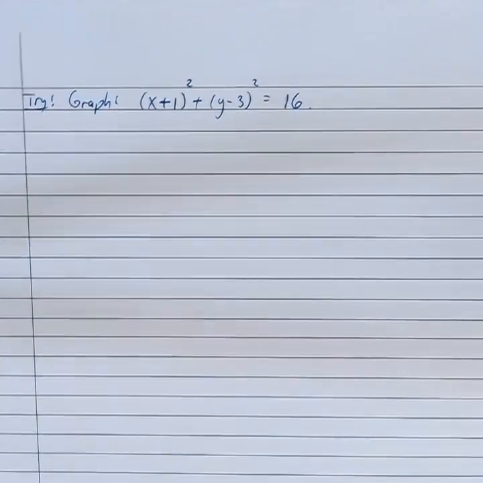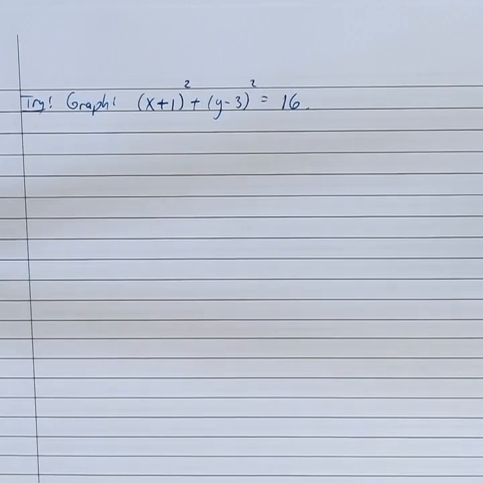So go ahead and give that a try. Go ahead and graph (x + 1)² + (y − 3)² = 16. Okay. Go ahead and pause the video, find the center and the radius, and then plot a graph. Once you have your graph, go ahead and unpause and we'll go through it together.